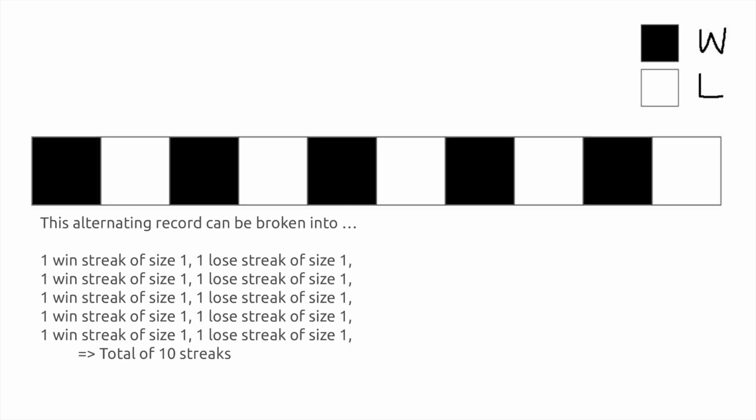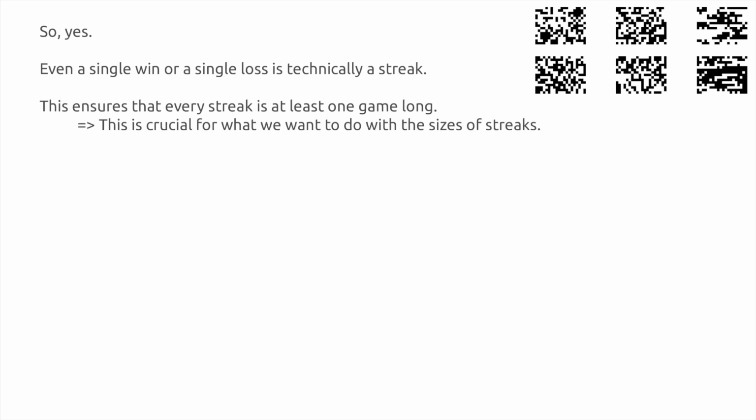This alternating record can be broken into one win streak of size 1, one lose streak of size 1, one win streak of size 1, and one lose streak of size 1, and on, totaling 10 streaks. So yes, even a single win or a single loss is technically a streak, just a very unfortunately short one. Counting it this way ensures that every streak is at least one game long. This is crucial for what we want to do with the sizes of streaks.